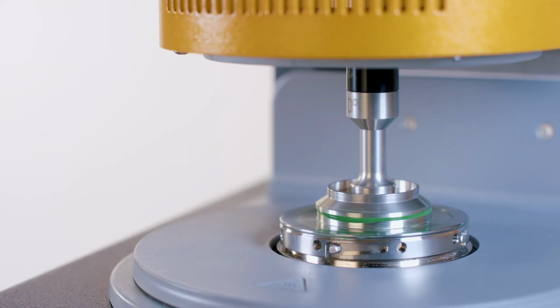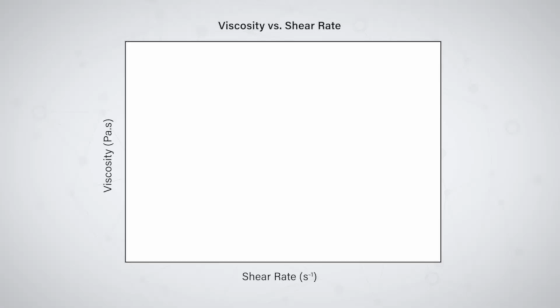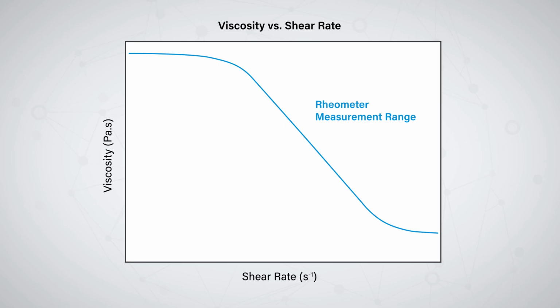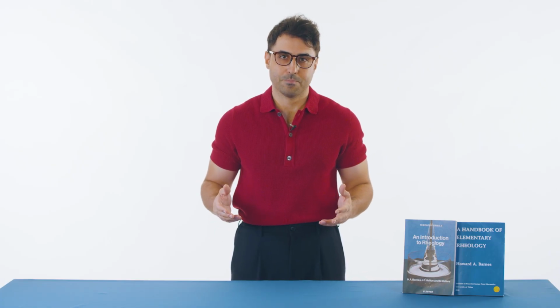And with steady shear, we can measure viscosity over a wide range of shear rates. Now you might say, but viscometers can at least measure viscosity. And yeah, but rheometers take it a step further. They can measure viscosity across a much wider range of shear rates and offer significantly better temperature control, both of which are essential for getting accurate, reliable, and reproducible results.